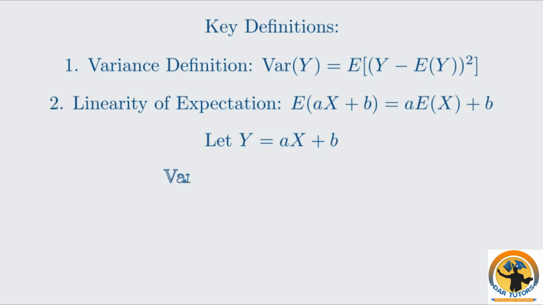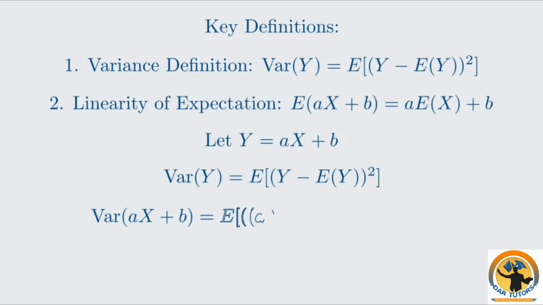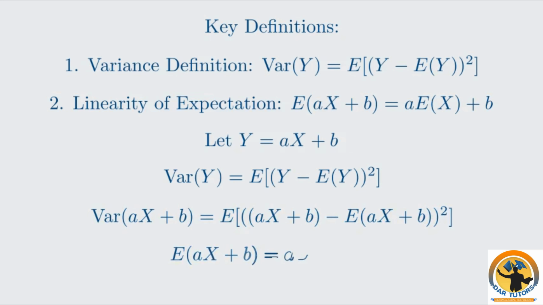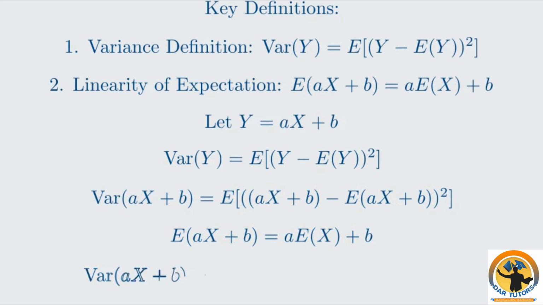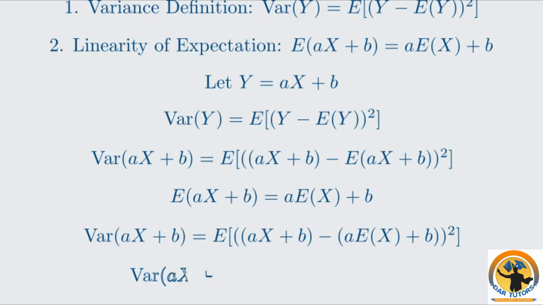Using the variance definition, Var(Y) is the expected value of (Y minus its own mean) all squared. Now we can substitute Y with aX + b. This gives us E of the quantity (aX + b minus E(aX + b)) squared. We can simplify E(aX + b) using the linearity of expectation. It becomes aE(X) + b. Let's substitute this back into our expression. Inside the square brackets, the b's cancel out.